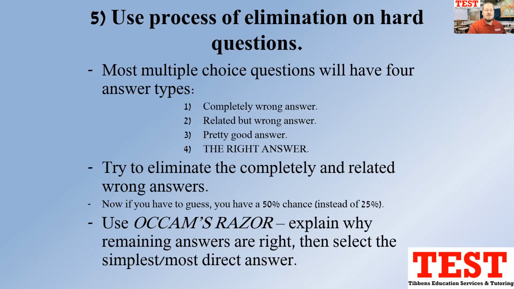Now we narrow it down. So notice if I can eliminate two of the wrong answers, well, now I have to guess between two of them. I have a 50% chance. Now, rather than flip the coin or do your letter of the day at that point, here's what I recommend. You use something called Occam's razor.